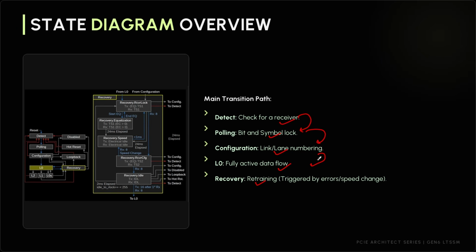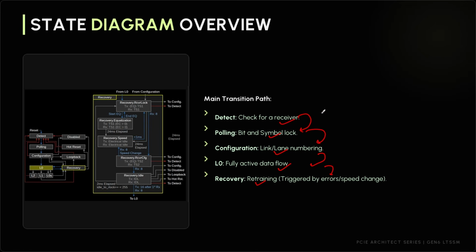Now if any error occurs later on, LTSSM moves into the recovery state. Think of it as a student joining a school. First the student is identified, then registration occurs, then classes are assigned, and finally the student begins normal learning. So this is how we have different states in LTSSM.